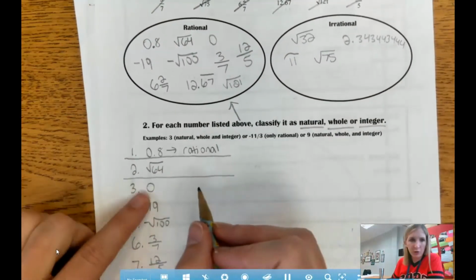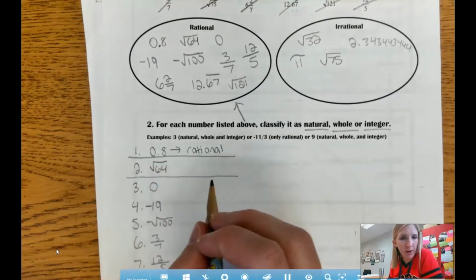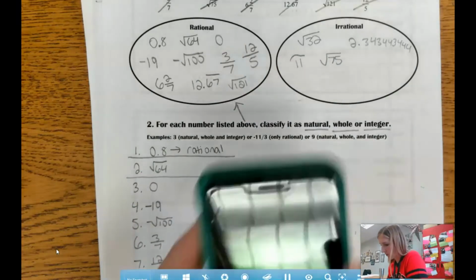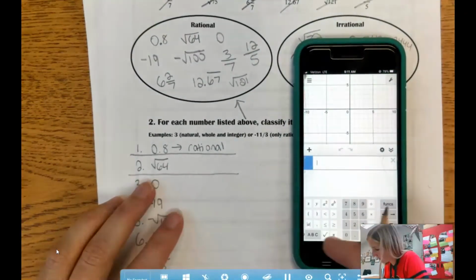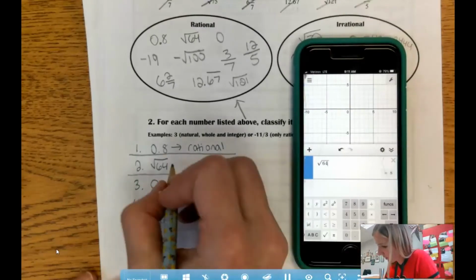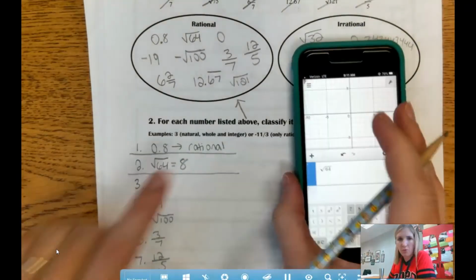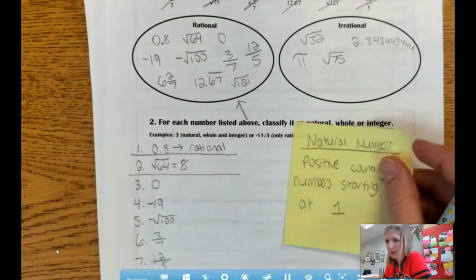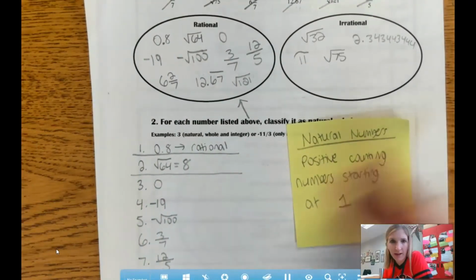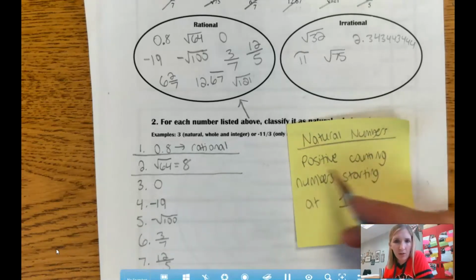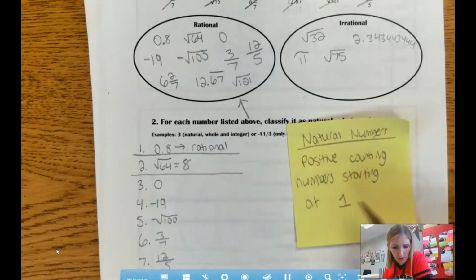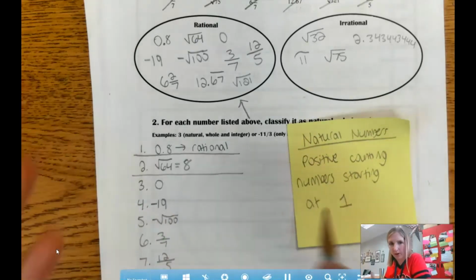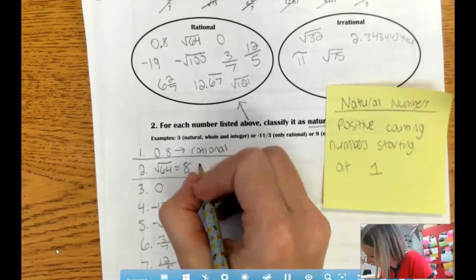All right, let's go ahead and try number 2. We might need to simplify things before we classify. So we know that the square root of 64 is a rational number because it's a perfect square radical. So the square root of 64 is 8. So let's use 8 to classify it. And again, we'll start with the most restrictive definition, because if it meets natural numbers, that means it's everything else, right? So is this a positive counting number starting at 1? Yes. 8 is a counting number, right? 1, 2, 3, 4, 5, 6, 7, 8. So it is natural.